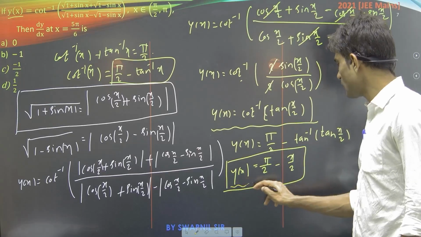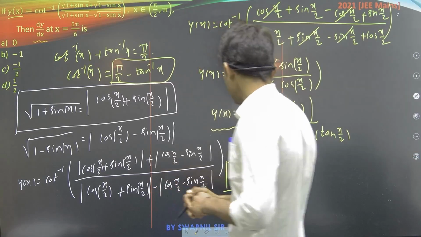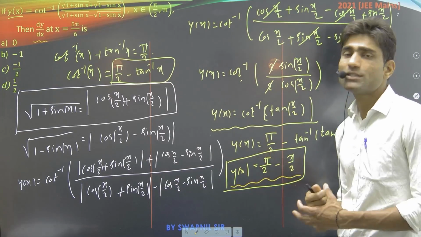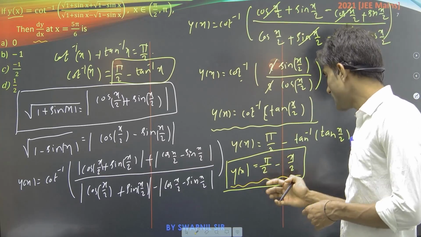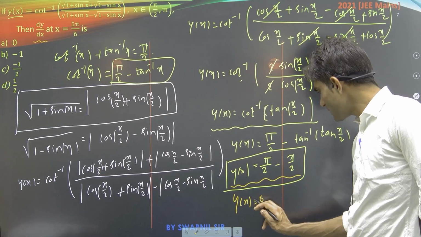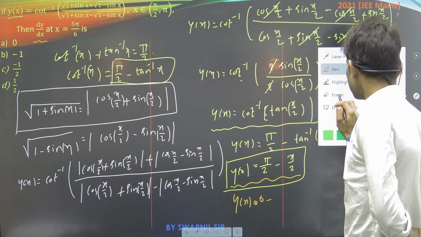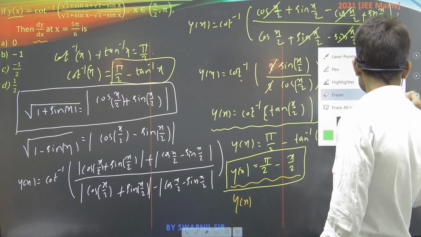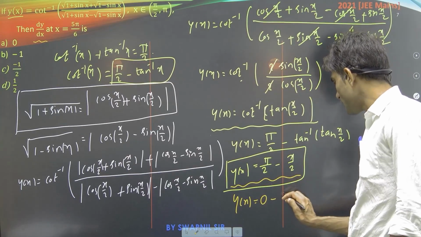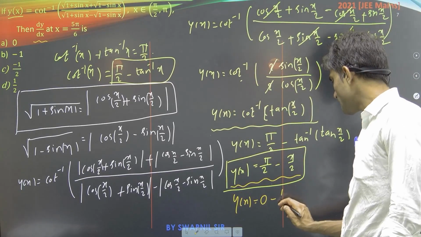Y of x is equal to pi by 2 minus x by 2, and we want the value for dy by dx, the differentiation of y with respect to x. Let's go for finding the differentiation. As we know that pi by 2 is a completely constant term, it gives us the value 0. So pi by 2 has differentiation 0, minus 1 by 2 common, and differentiation of x with respect to x is 1. So we get minus 1 by 2.